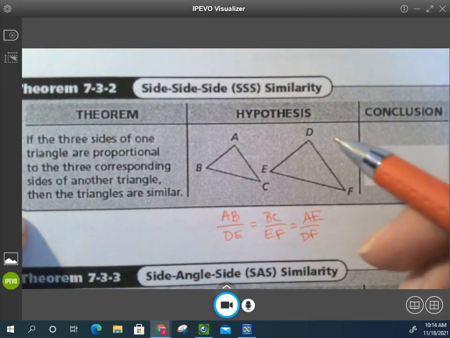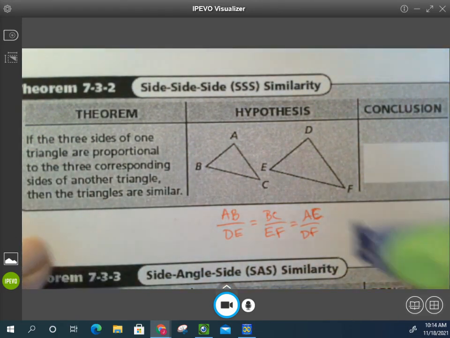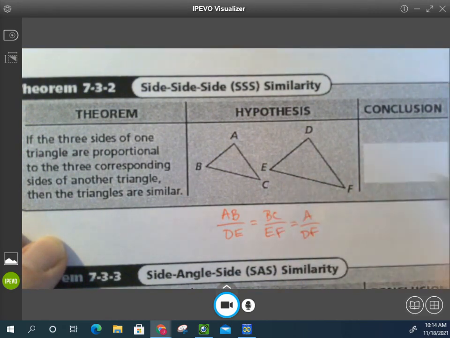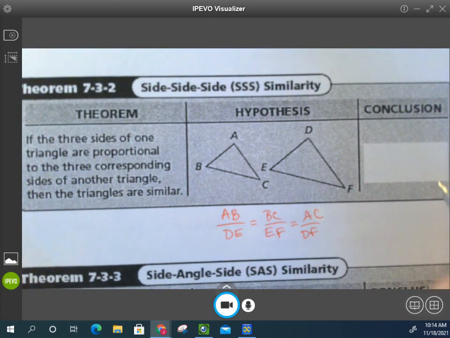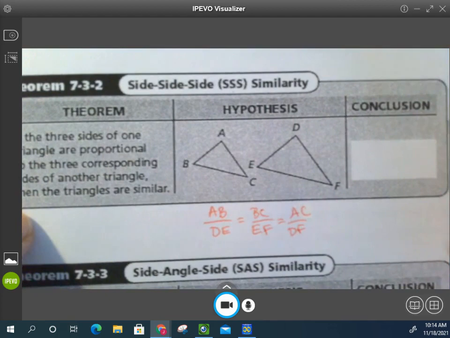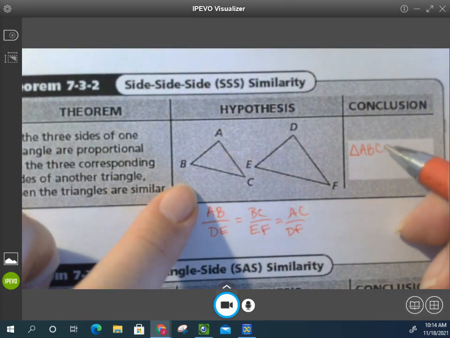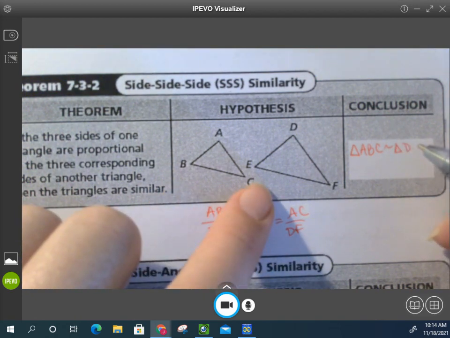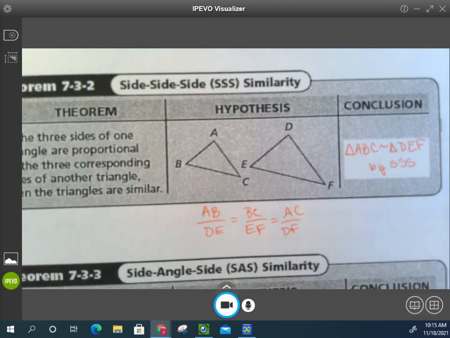What should it be? Oh, AC. Good thing you're here. All right, is that better? Yeah. AC, oh, I think I went there. And then DF. So these have to be all equal ratios. We could just divide them down and see. And then we have similar triangles again. So triangle ABC is again similar to triangle DEF. And that is by side, side, side. So this side, side, side is talking about proportions, not congruent sides.